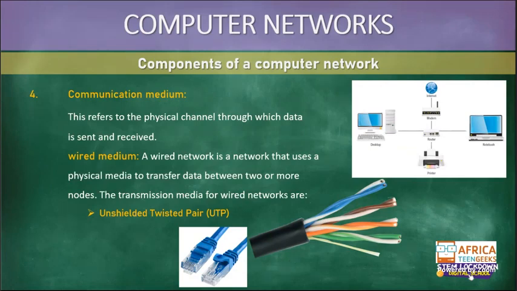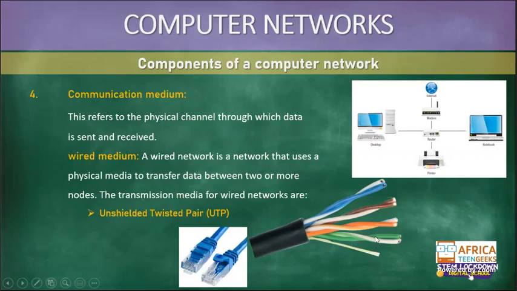So the transmission media for wired networks are, number one, unshielded twisted pair. If you look at this picture I have here, you will see these cables are in pairs. In total, they are 10.